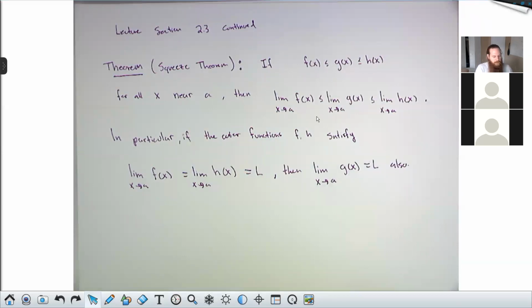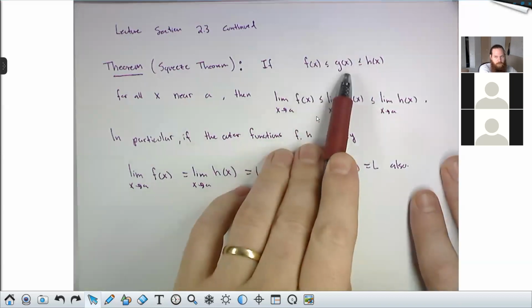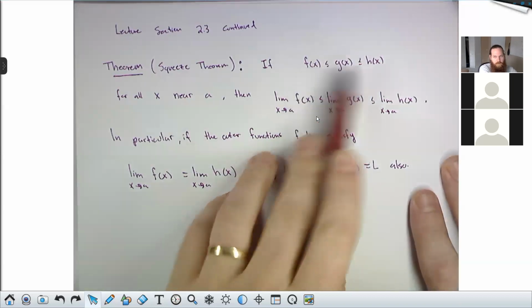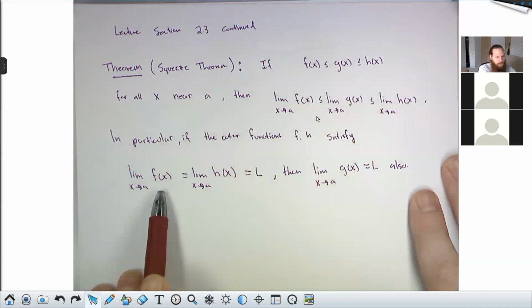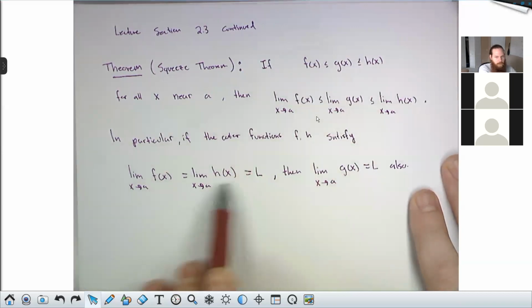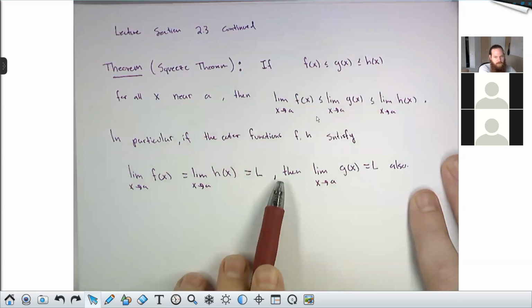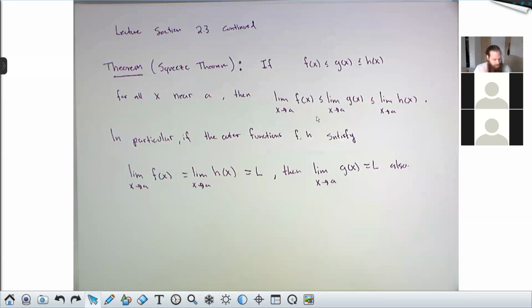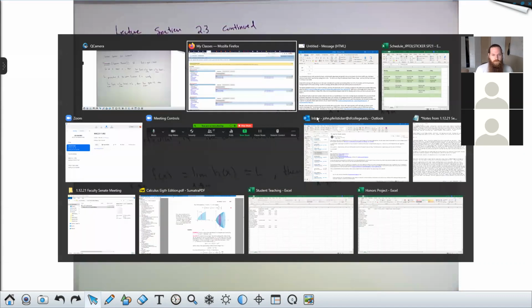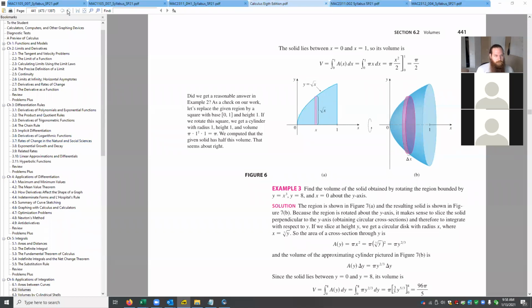So again, the policeman analogy is, here's you, here's the cop behind you, here's the cop in front of you. If the cop behind you and the cop in front of you are both going to the police station, then your ass is also going to the police station. It's a cute analogy. The French are notoriously rebellious. Let me show you a picture in the textbook that will help to see why this might be useful.